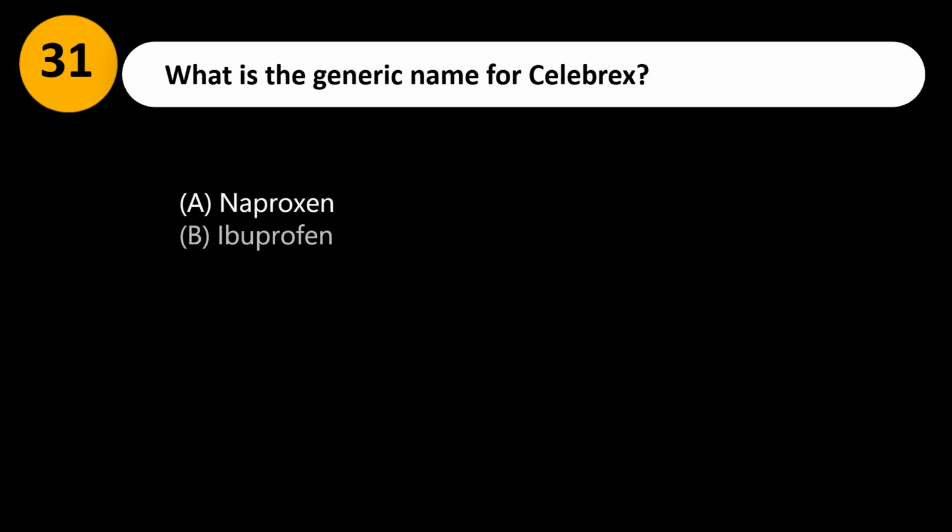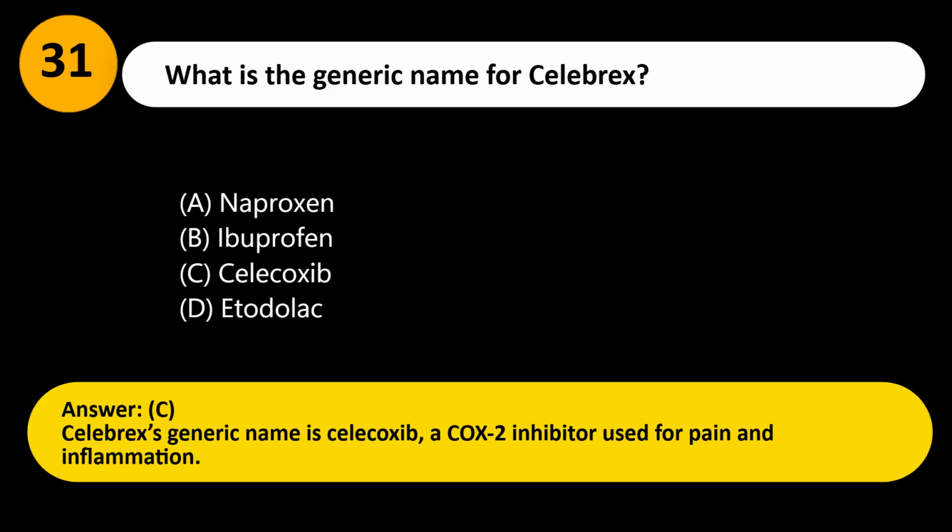What is the generic name for Celebrex? A. Naproxen. B. Ibuprofen. C. Celecoxib. D. Etodolac. Answer, C. Celebrex's generic name is Celecoxib, a COX-2 inhibitor used for pain and inflammation.